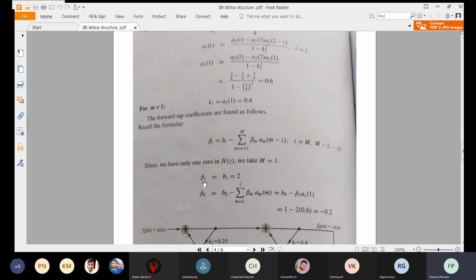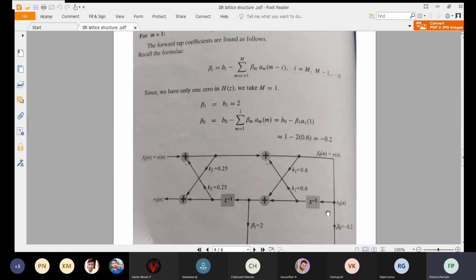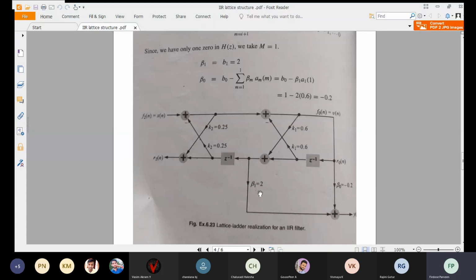For this one, beta 1 is nothing but your B1, that is equal to 2. Beta naught will be equal to B0 minus summation m is equal to 1 till 1. Substitute in this, you will be getting your beta naught. So that is equal to minus 0.2. So draw the structure in this way. So beta naught and beta 1, K1 and K2.